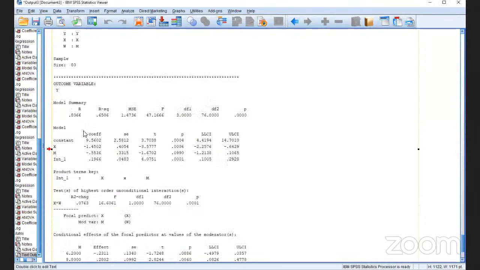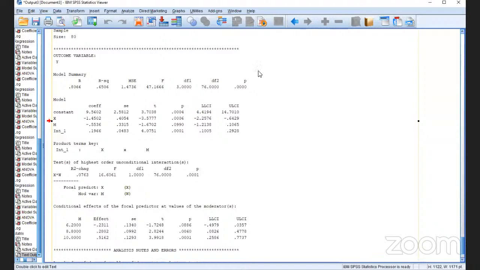R means multiple R, its value is 0.80, and when we square it, it is R square, the coefficient of determination. Its value is 0.65, and theoretically the R square value should be greater than 0.6. So it is desirable because it is above the cutoff value. It is 65.06%, and here we can see this regression coefficient is significantly contributing because the p value is less than 0.05.